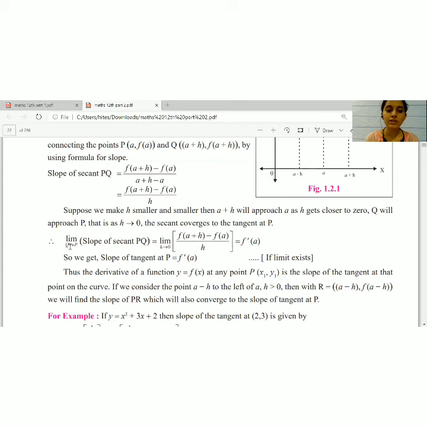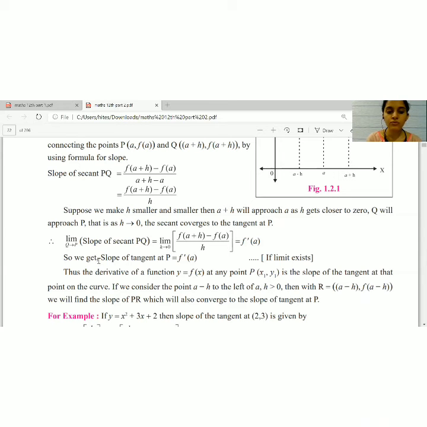So now if Q is tending to P, that is Q is coming closer to P, then the slope of the secant PQ is equal to limit h tending to 0, applying limits on both sides, of f of a plus h minus f of a upon h, which is equal to f dash of a. This is the basic definition of derivatives which we had started with. So what is f dash of a given by? Limit h tending to 0 of f of a plus h minus f of a upon h. Then we get f dash of a.